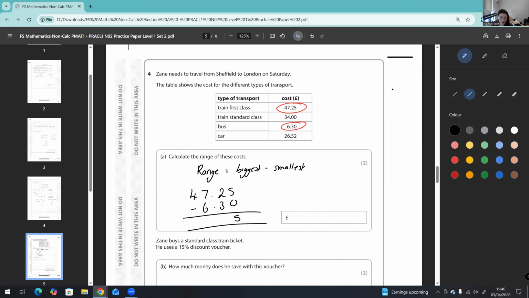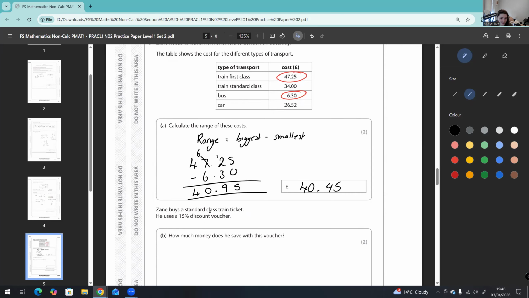I can't really do 2 take 3 in this column method, so I'm going to borrow. That 7 becomes a 6, we carry the 1. Borrow the 1. What would 12 take 3 be? It would be 9. Put our decimal point in. 6 take 6 is nothing. 4 take nothing is 4. So our range will be £40.95.